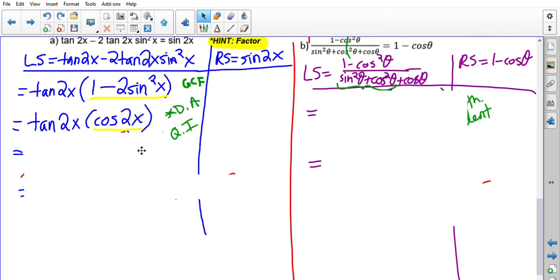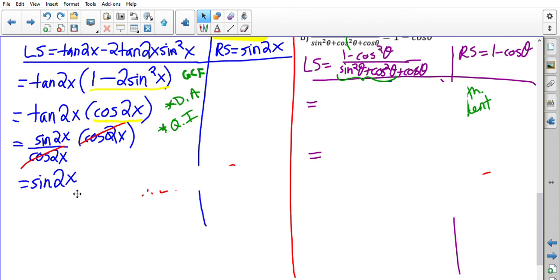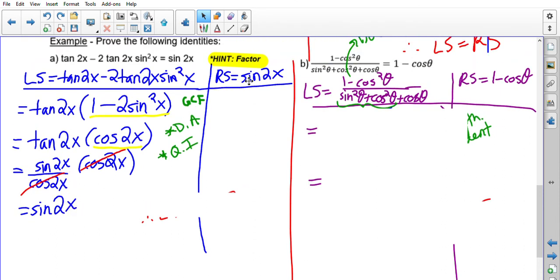All right, the next thing I think of is how can I rewrite tan 2x? So I think of the quotient identity. The quotient identity says that tan 2x can be rewritten as sine 2x divided by cos 2x. This is helpful for us because then we have a common factor in the top and bottom. So we can cancel out the cos 2x's. So those two are gone. And then look at what we're left with. We are left with sine 2x. And that's already the right side, so we didn't even have to rewrite its formula in here as well. So we are already done. So left side equals right side, and identity is proven.